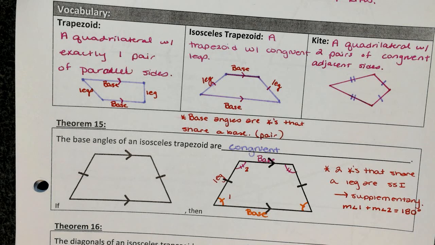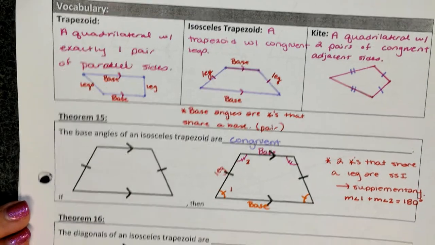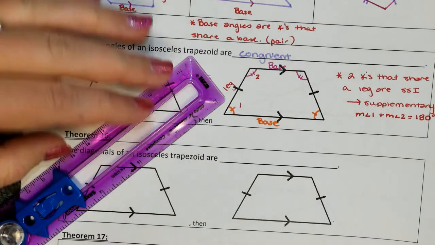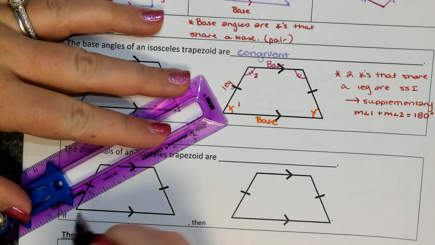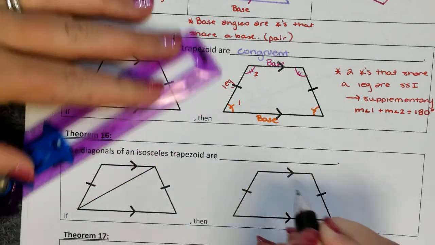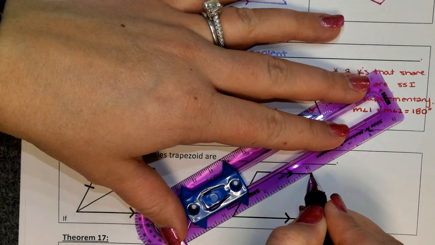The next one is going to be talking about the diagonals of an isosceles trapezoid. So let me draw in the diagonals here. I'm going to draw them on both diagrams here.